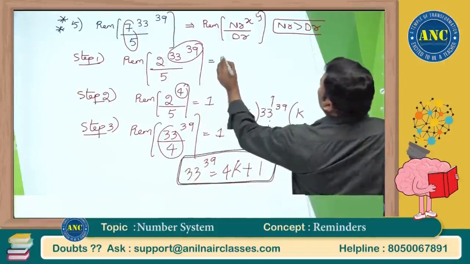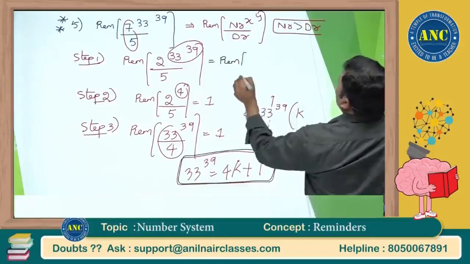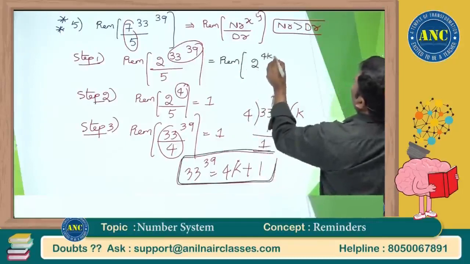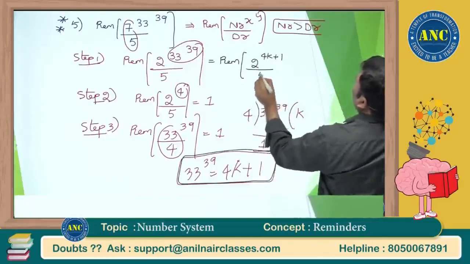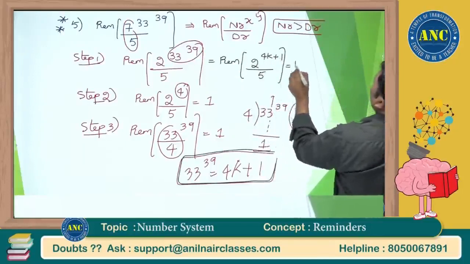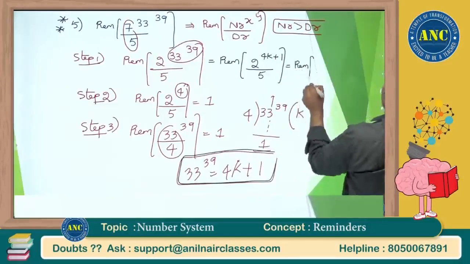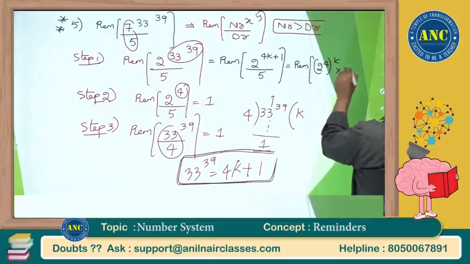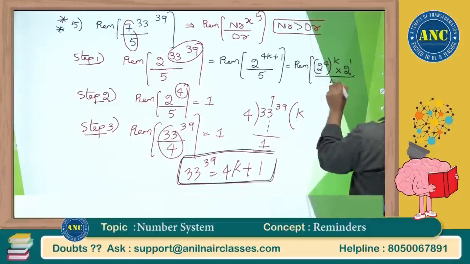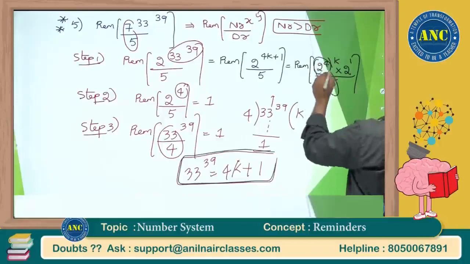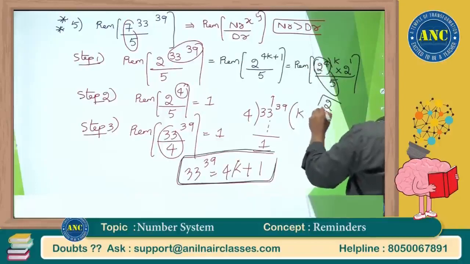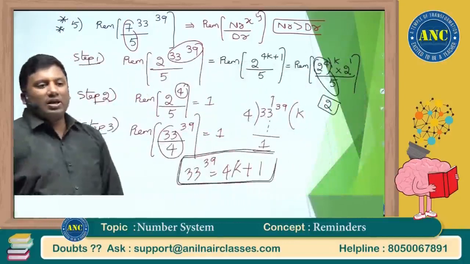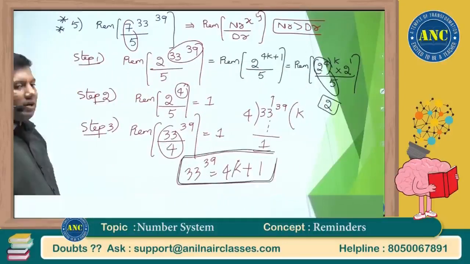So 33 power 39 is of the form 2 power 4k plus 1, when divided by 5. This is nothing but 2 power 4 power k into 2 power 1 divided by 5. 16 divided by 5, remainder 1. 1 into 2. The answer is nothing but 2.